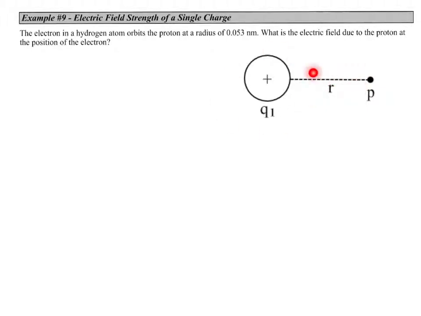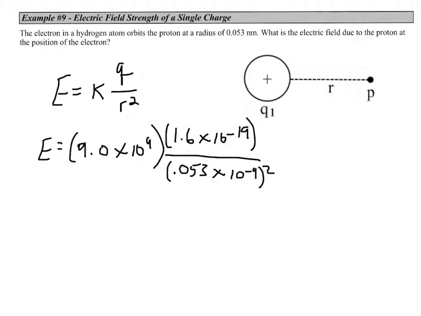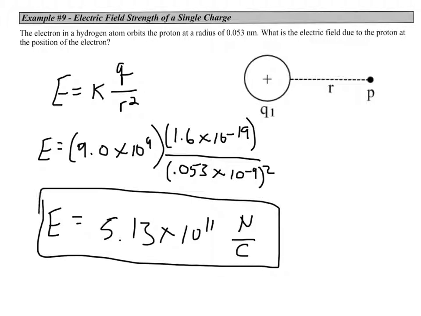In this example, we're only given information about the charge of the proton. So we apply our equation that uses only the source charge in it to find our electric field to be 5.13 times 10 to the 11 newtons per coulomb. And now this would be directed outward from that proton. So the direction of this electric field would be out this direction.